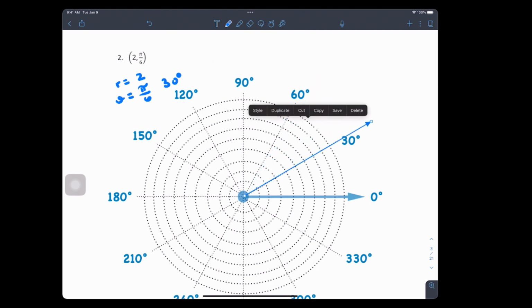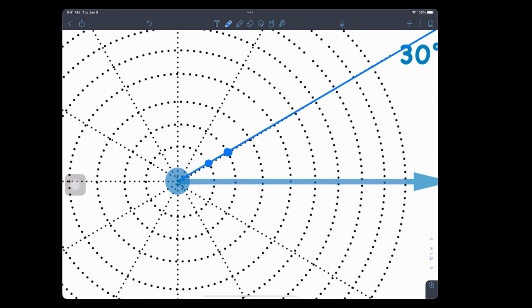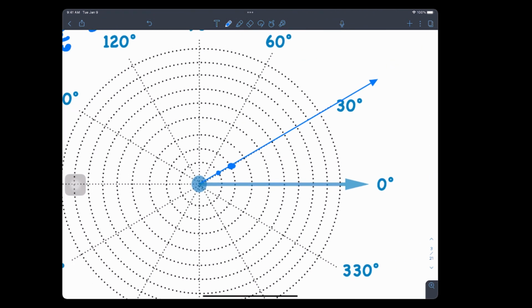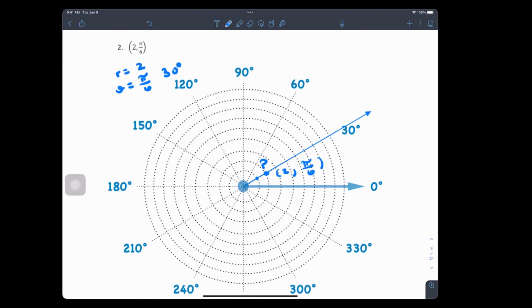Let's get that coffee. See that there? But I have to have a radius of what number? 2. So go out 2 units: 1, 2. There's your location. If we call that P for point, we're now at (2, pi over 6). All right. You guys okay with that? There we go. Easy peasy lemon squeezy.